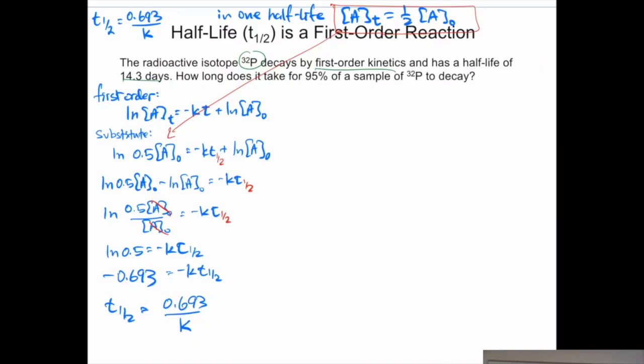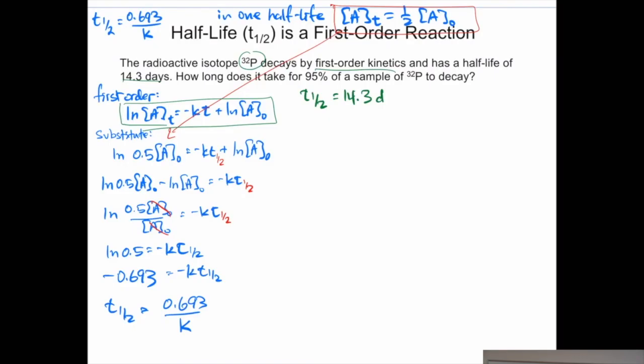So let's decode this a little bit. We know what T 1/2 is. That's 14.3 days. But for our overall equation, this is a first order rate law equation. So really we want to be working with this equation. T 1/2 isn't in there, but we need K. And we can get K if we have T 1/2 because we have this relationship.